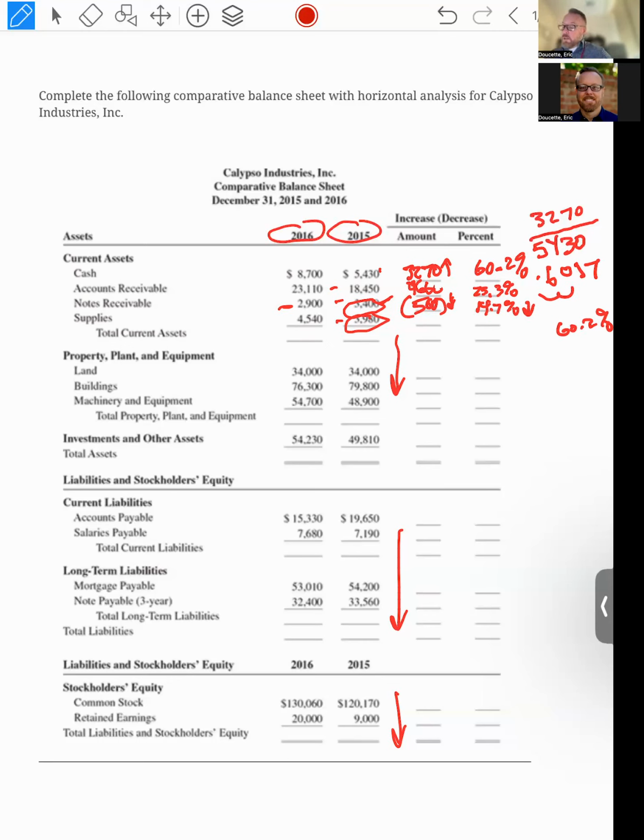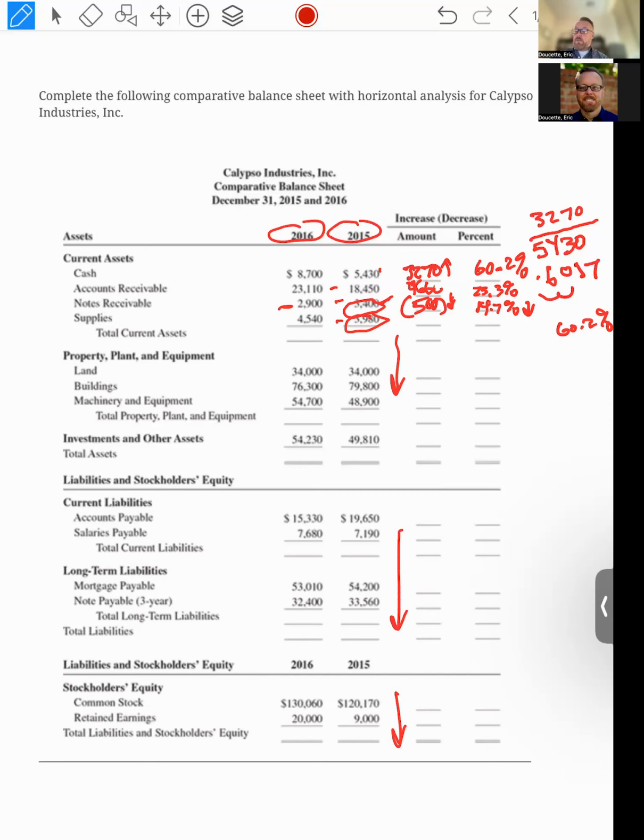So anyway, work your way through all of those, all the way down the same way. Find the difference, divide the difference by the original year, 2015. That'll give you your percentage of change for each one. And this is true of both income statement and balance sheet. It doesn't really matter. They're exactly the same when it comes to the horizontal analysis.